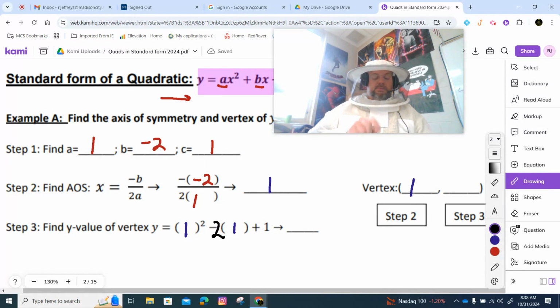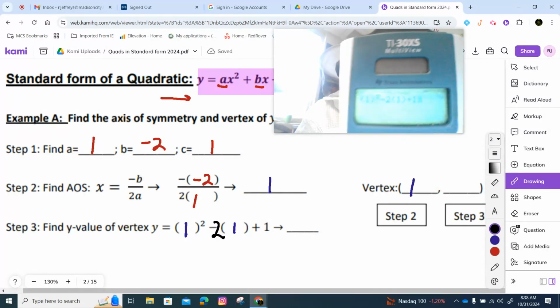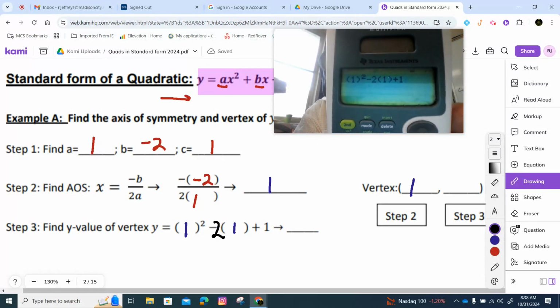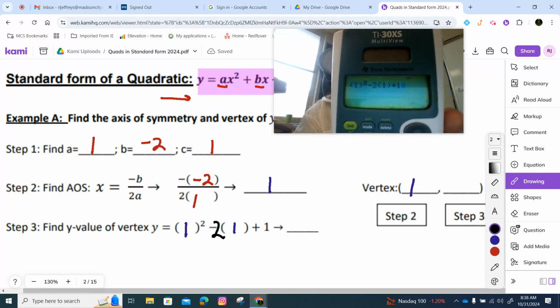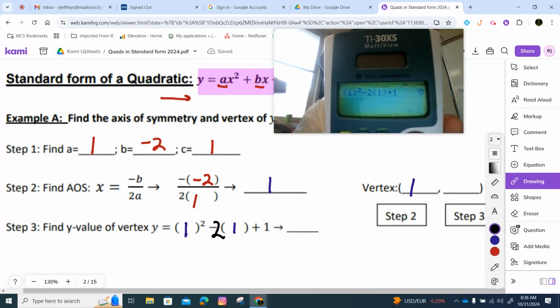Subtract, not negative, but subtract 2 times parenthesis 1 plus 1. All right. So on my calculator, it should look like it does on the paper now that we fixed it with the 2 that was missing. And I get 0.